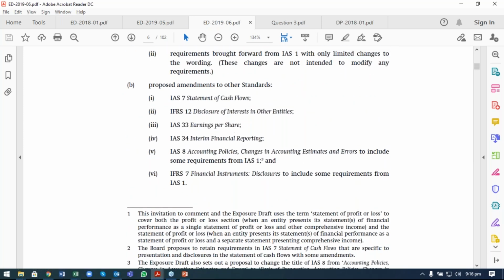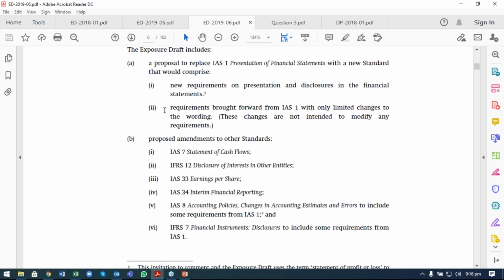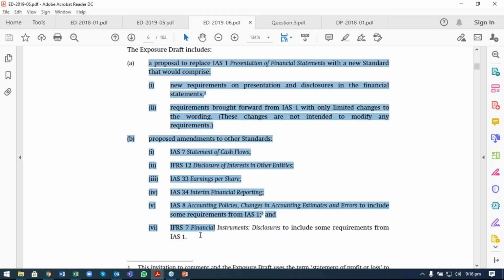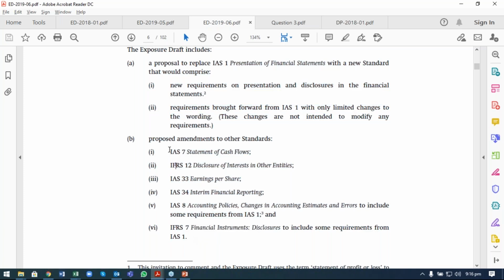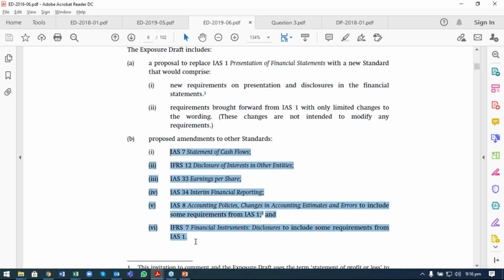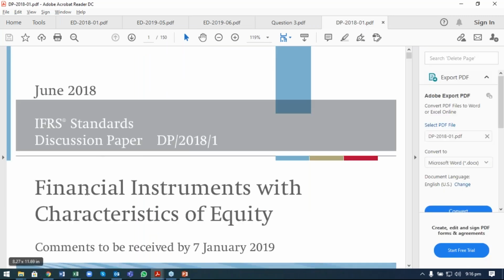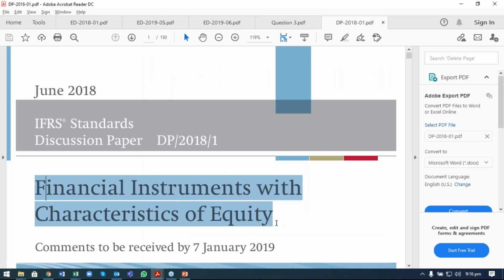So these are the standards to which this is related, right? A proposal was placed to change IAS 1 with the new standard, and these are the other standards whose amendments were proposed within this exposure draft. Next one is the discussion paper. This discussion paper is basically related to financial instruments with the characteristics of equity instruments.